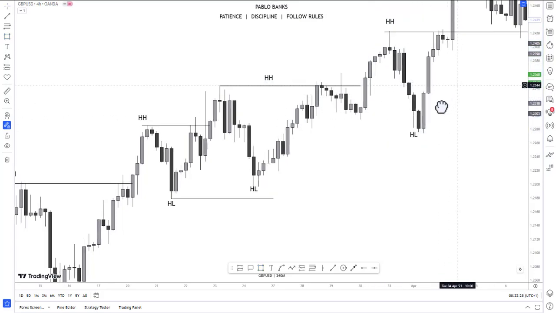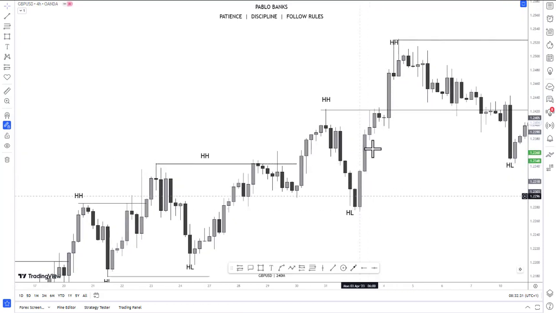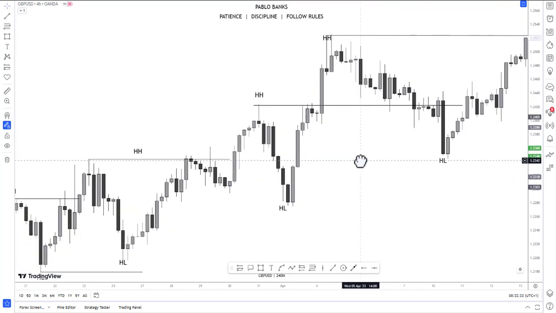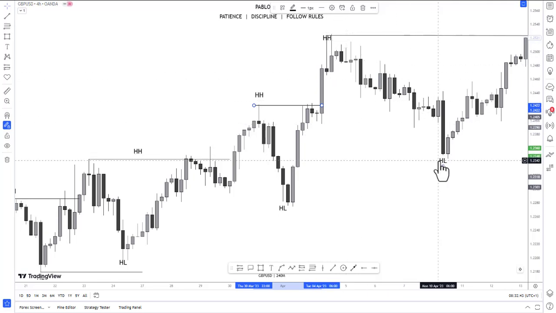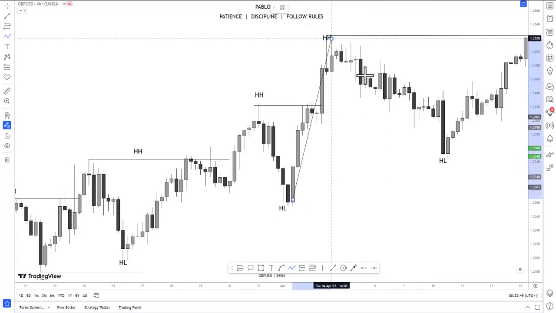And what did price do? Price continued pushing upward and created a new high. After the high, what happened? Pullback. This is how I read price action. After the high was created, price did what? Pulled back and continued pushing forward.